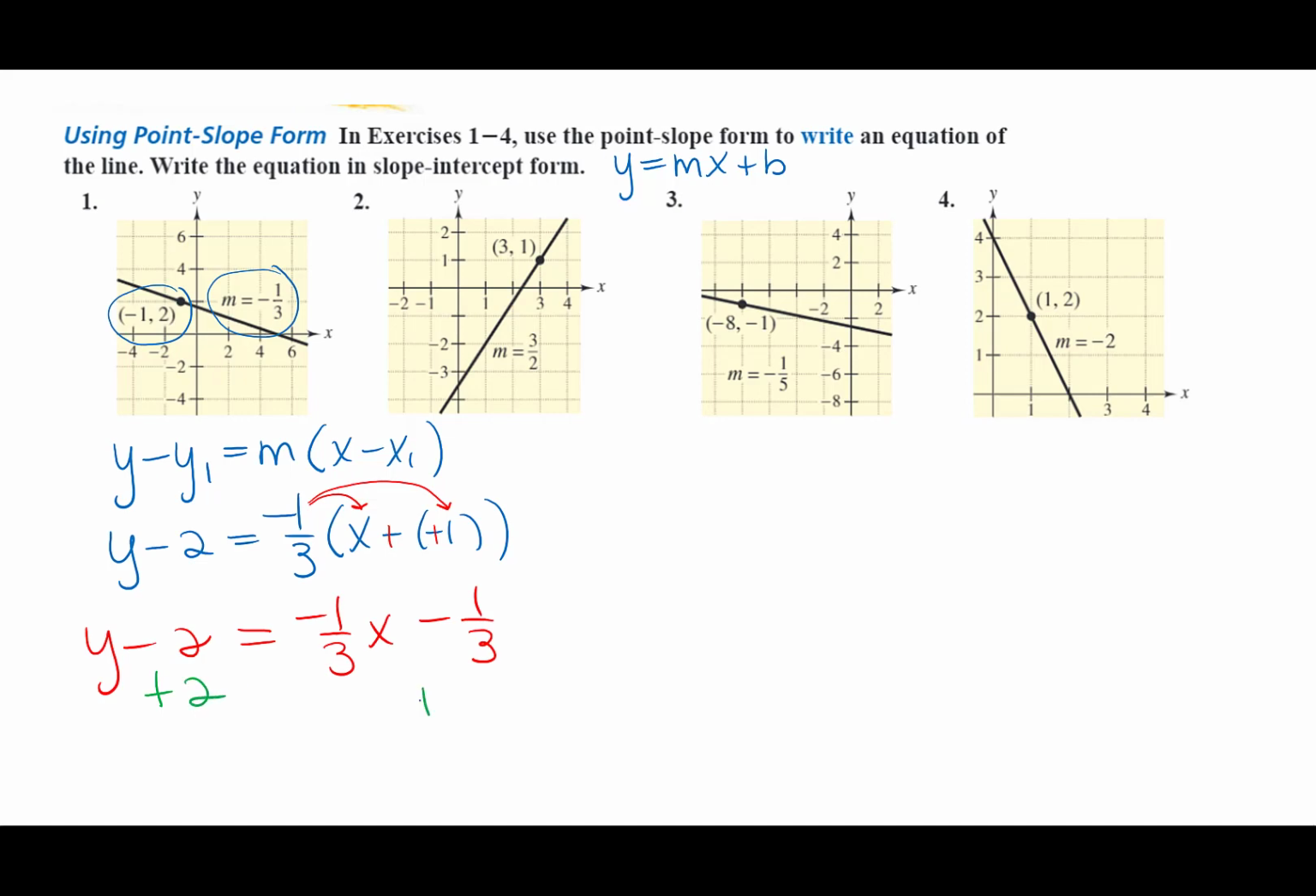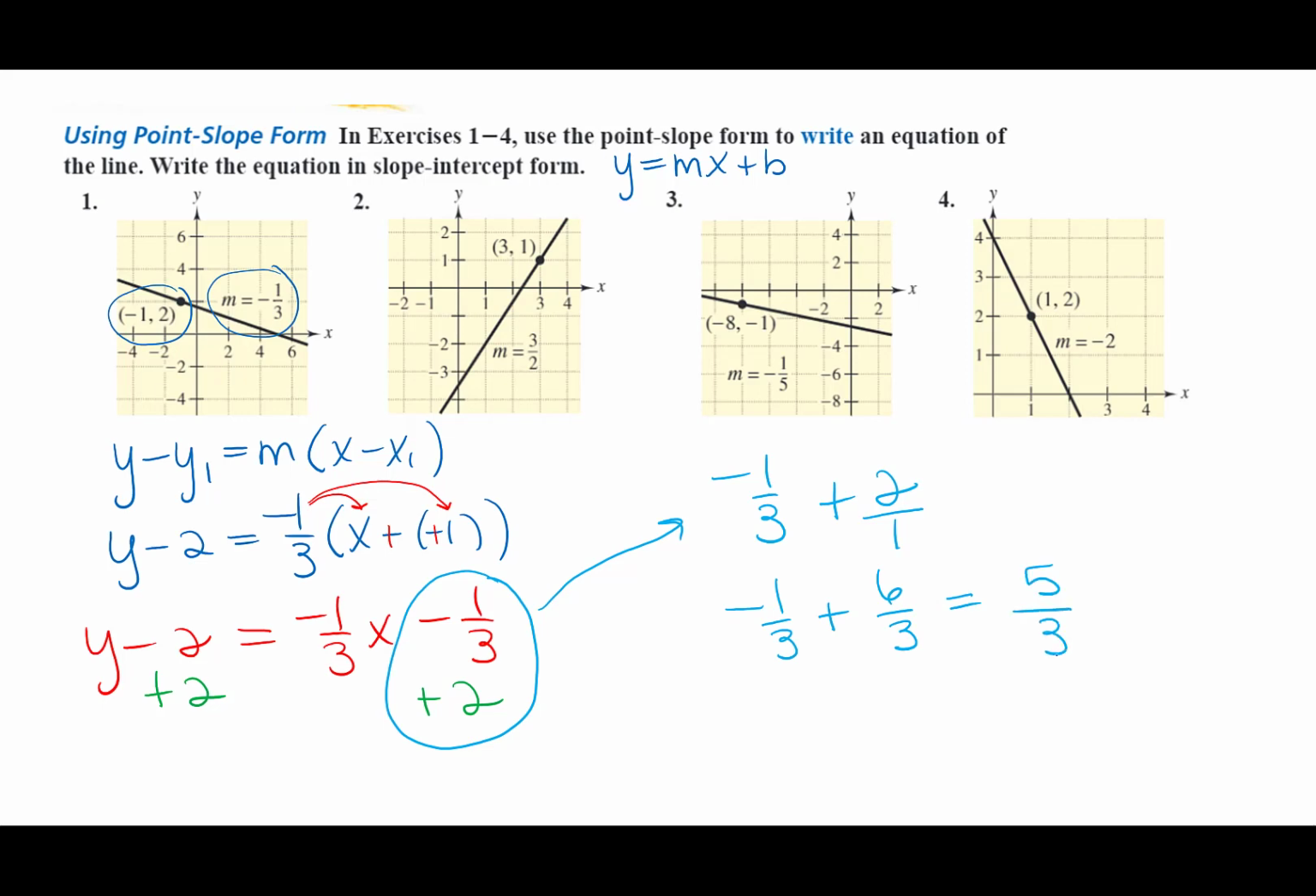Next, we're going to add 2 to both sides, and let's just focus on this part right here. We have negative 1/3 plus 2. Because 2 is a whole number, it has a denominator of 1. But if we make these common denominators, this would be negative 1/3 plus 6/3. Negative 1 plus 6 would be 5/3. And so here's our final answer: y equals negative 1/3 x plus 5/3.